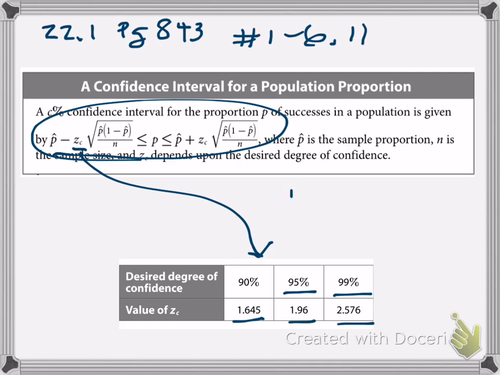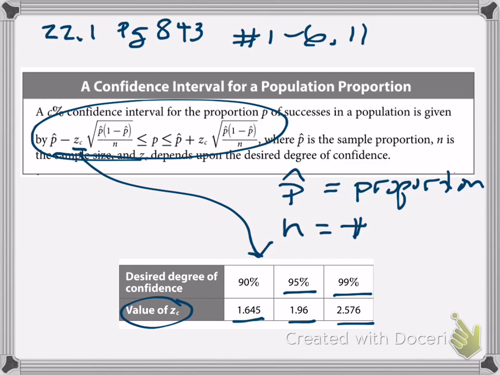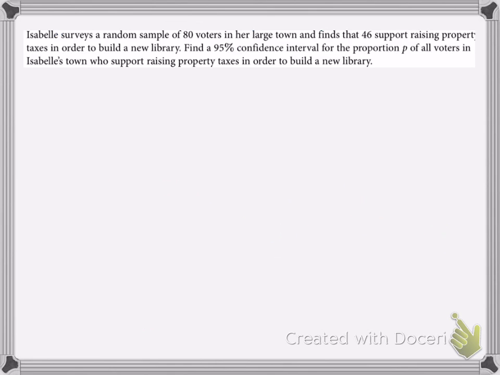Okay, the only thing you need out of here is p hat, which is our proportion, and that'll be given. And then we'll also need z of c, which is this here. And then we'll need n, which is our number in the sample. Okay. So everything here will be given. Let's look at an example.